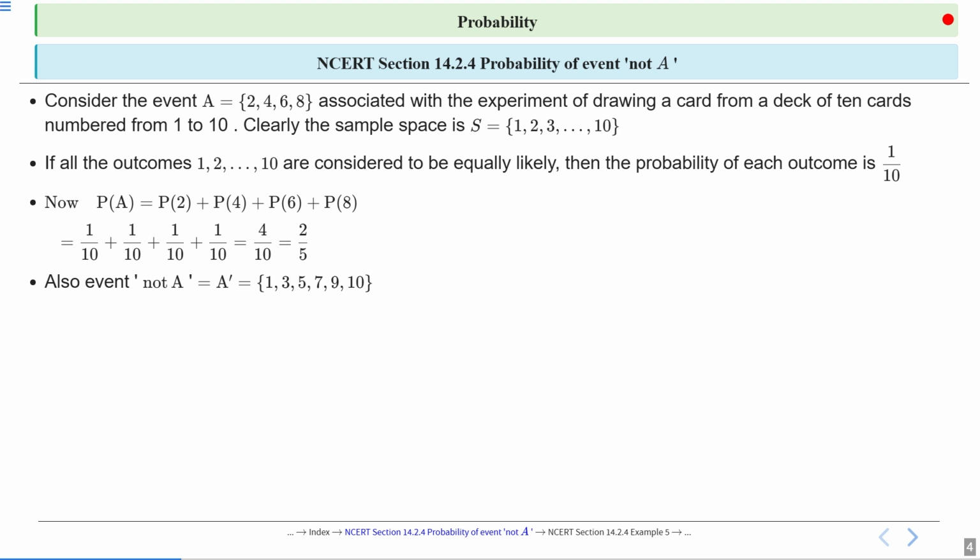Clear? Now, what is the probability of not A? What is the probability of A complement? Not A is also called the complement of event A.